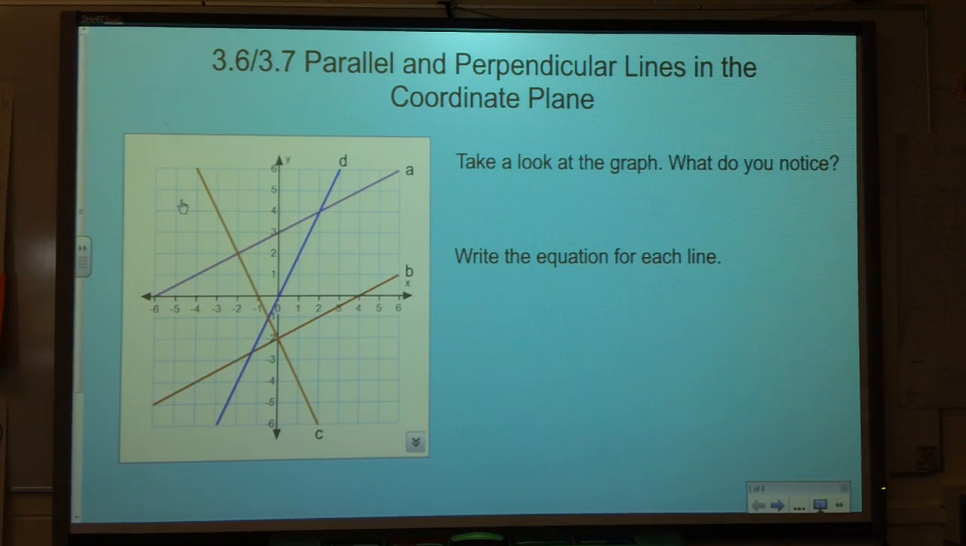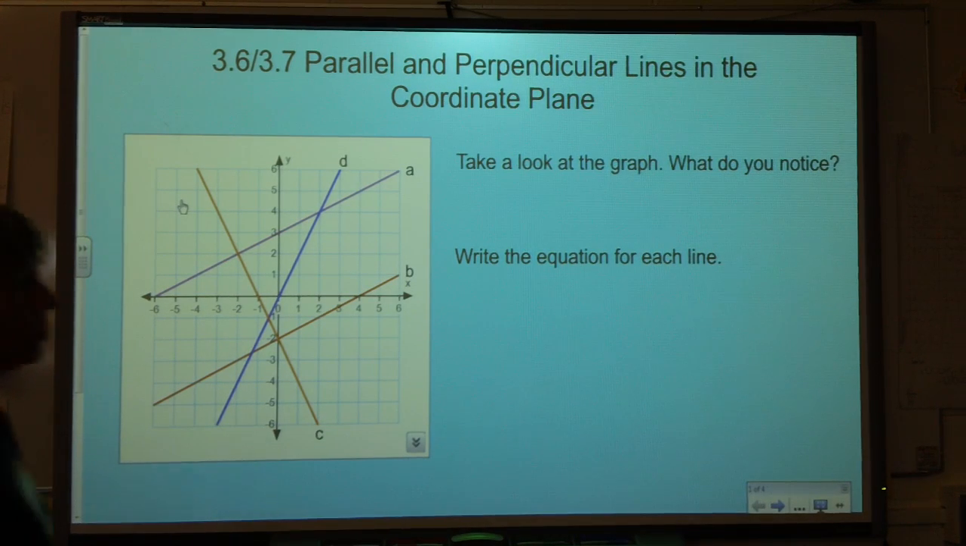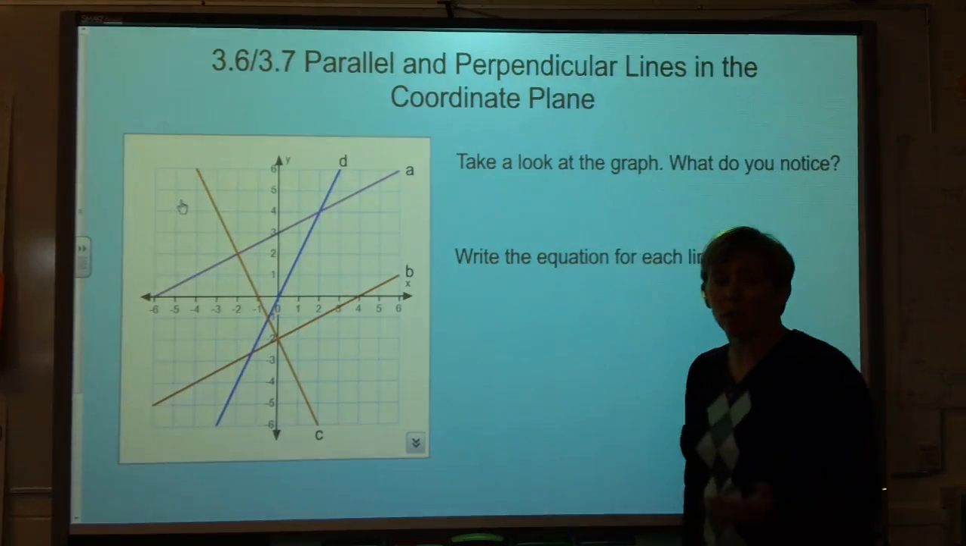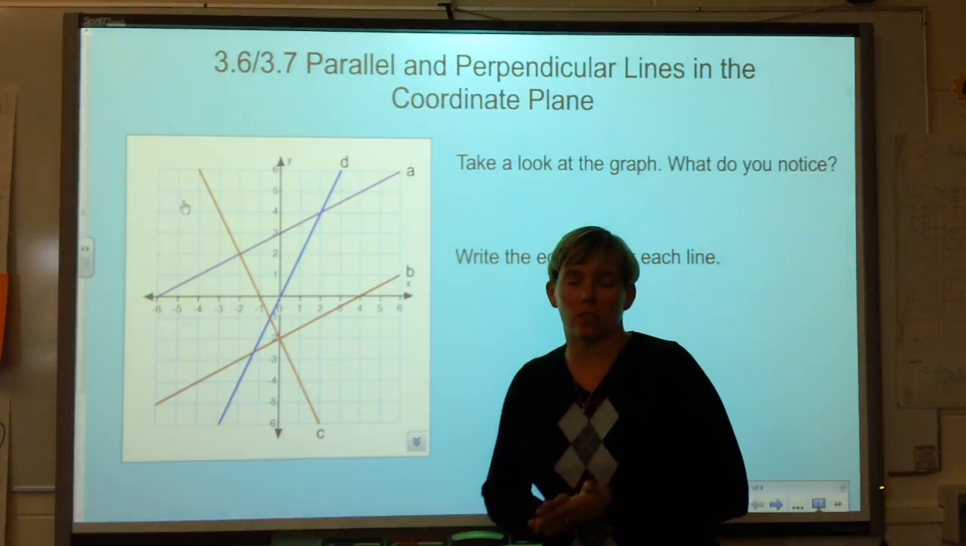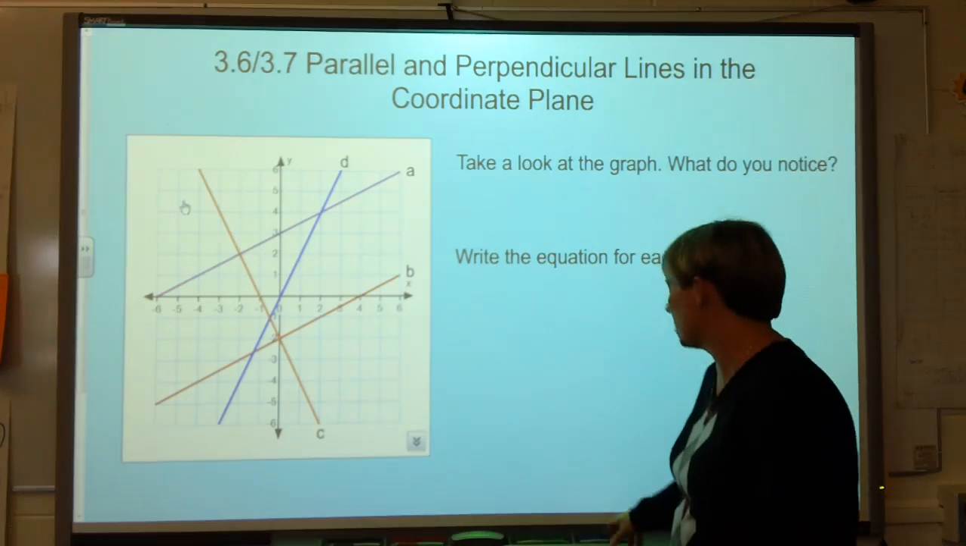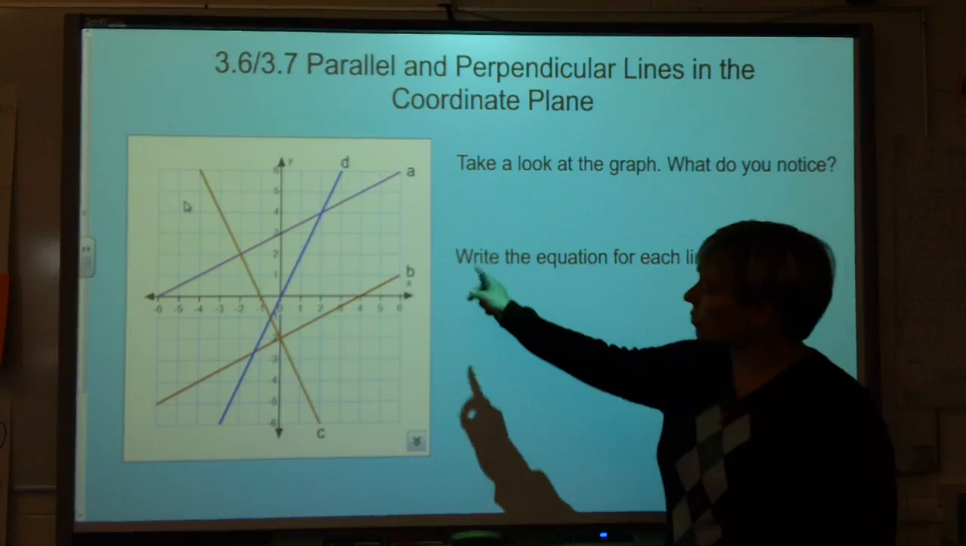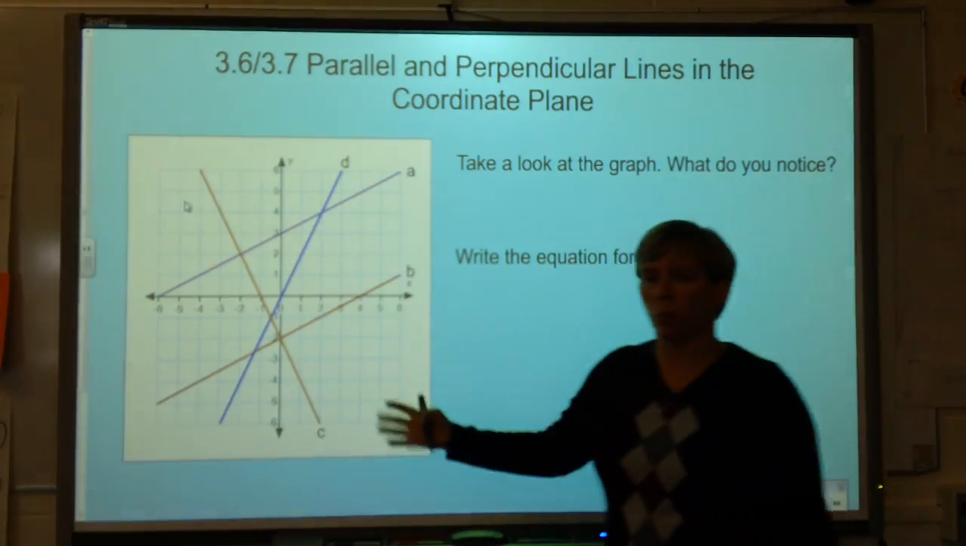In this video, we're going to take a look at parallel and perpendicular lines in the coordinate plane. We've already talked about this in algebra. This is a good review of writing equations and the relationship between parallel and perpendicular lines. First thing we're going to do is take a look at this graph. We're going to ask ourselves, what do we notice?